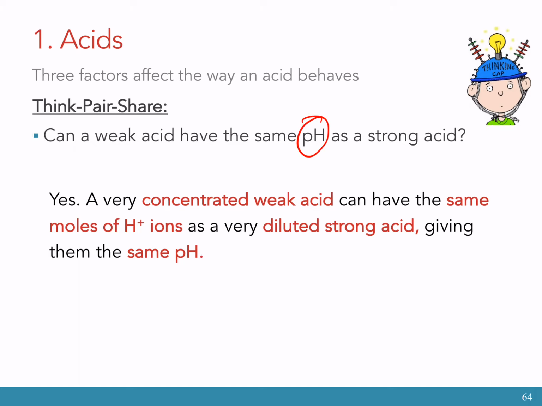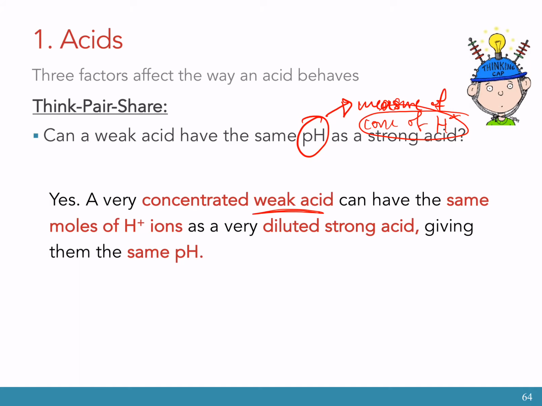Note, pH is a measure of the concentration of H plus. Okay, so it is only dependent on the concentration of H plus. Even though weak acids by themselves do not dissociate 100%, when I increase the number of acid molecules, ultimately I can still have the same number of hydrogen ions as a diluted strong acid.